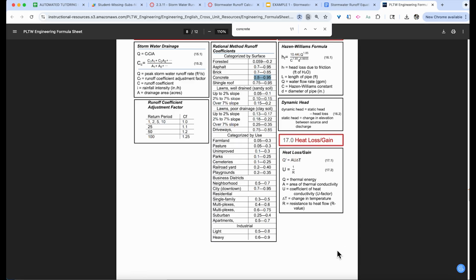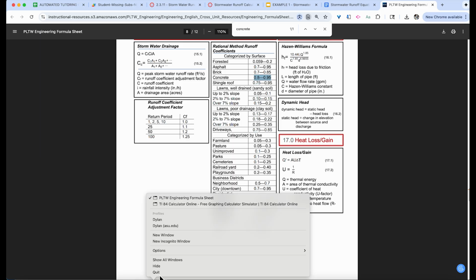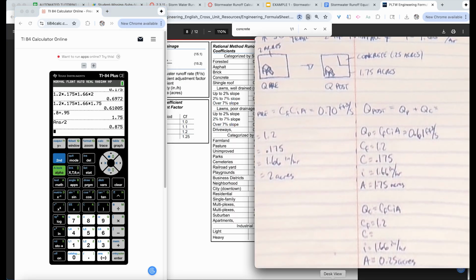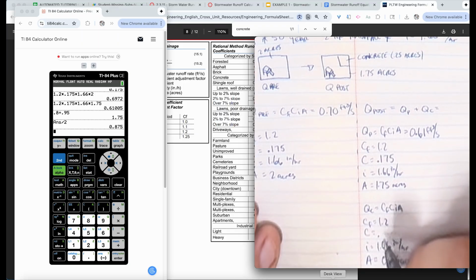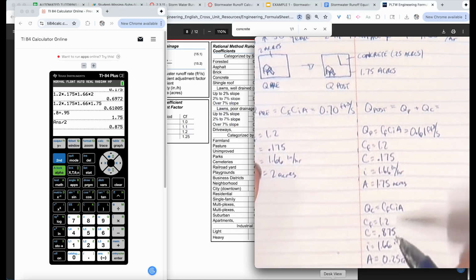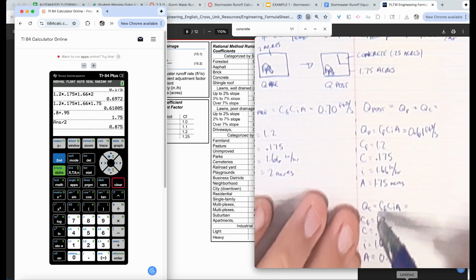the average. And so what I can end up doing is I can bring up the good old TI-84, and we can take 0.8 plus 0.95, which is going to end up giving us 1.75. Divide that by 2 to find the average. Our average value is 0.875 there.